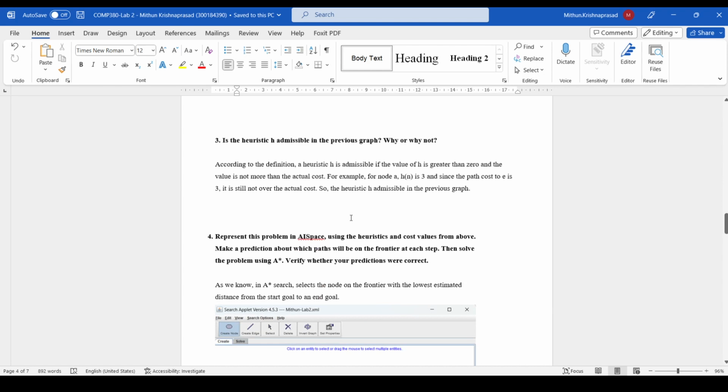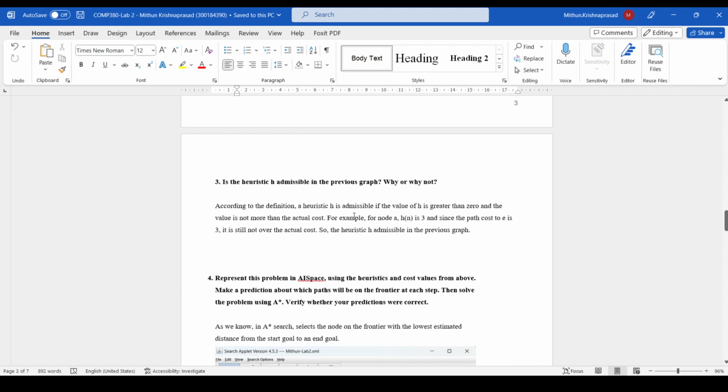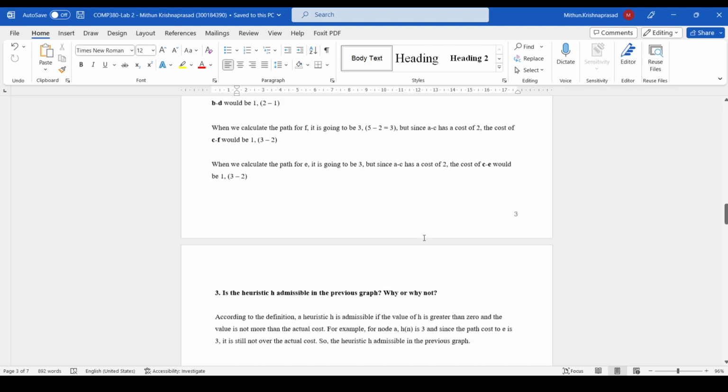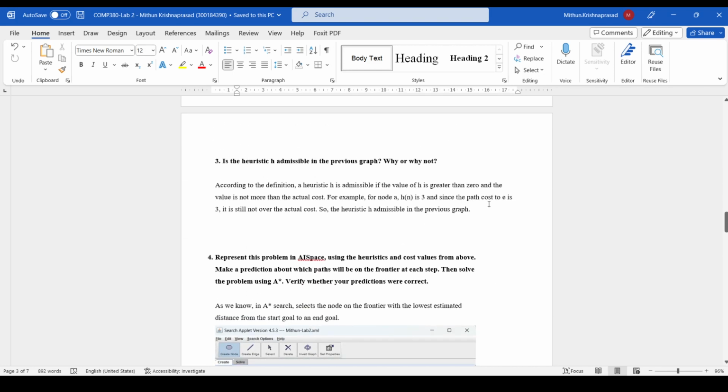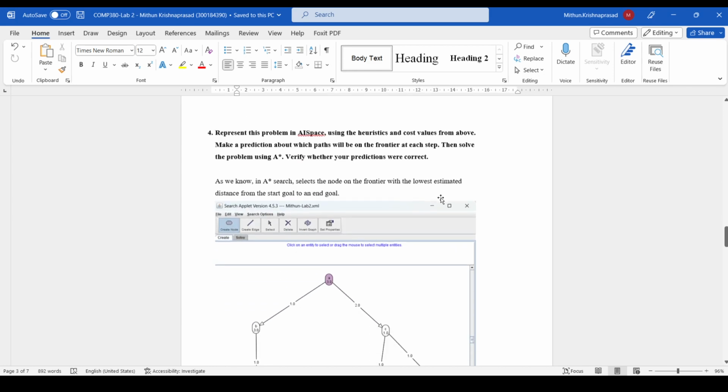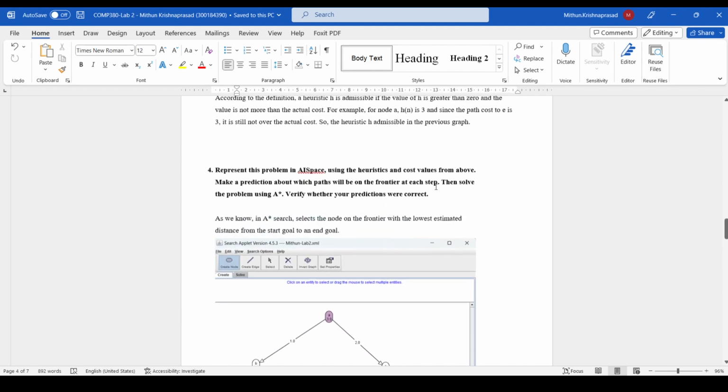Now, is the heuristic H admissible in the previous graph? Yes, it is admissible. Using the same definition that we provided in the first question, the value of H is greater than 0, and it is not more than the actual cost. For example, for node A, H of N is 3, and since the path cost to E is 3, it is still not over the actual cost. So heuristic H is admissible in the previous graph, and that holds for each of the nodes as well. That's why we can conclude for sure that it is admissible.